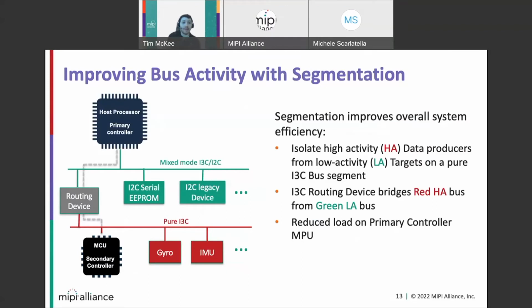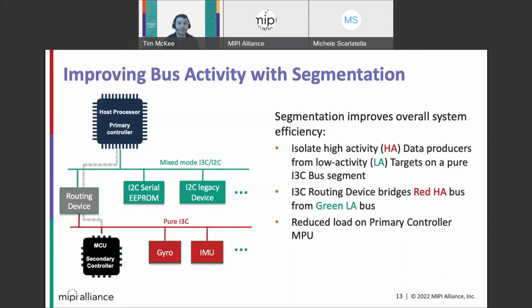Lastly, we have bus segmentation. We talked about the fact that I3C is compatible with I2C, so we won't dive into the full details of that, but due to the use of a spike filter, we're allowed to have a combination of a mixed I3C and I2C bus. However, that's not always the most efficient way of doing things. And so there are also options for things like a routing device, which would allow bus segmentation.